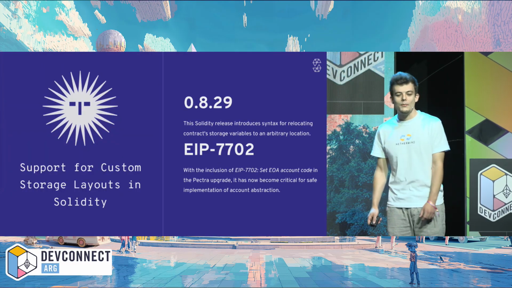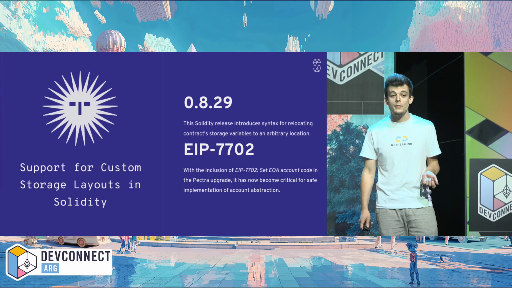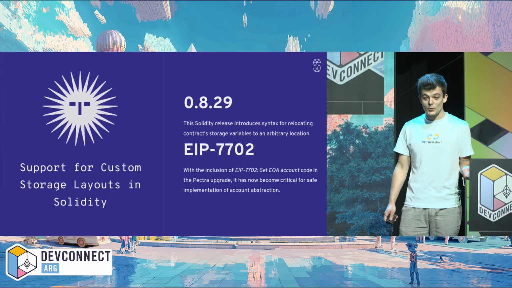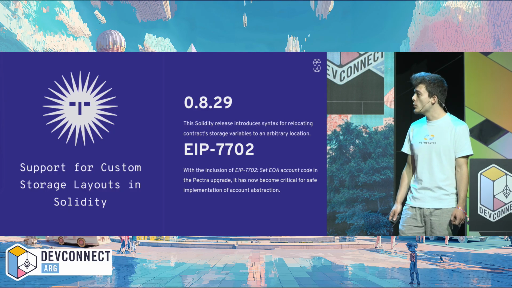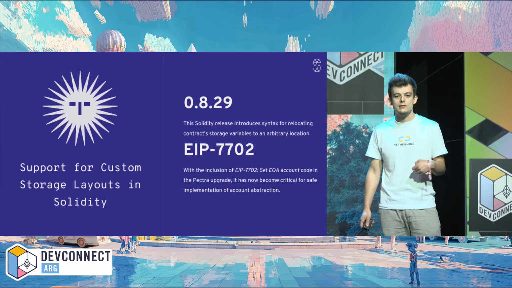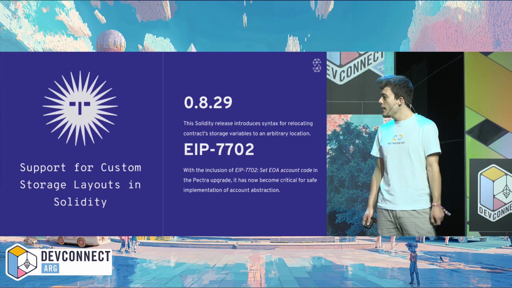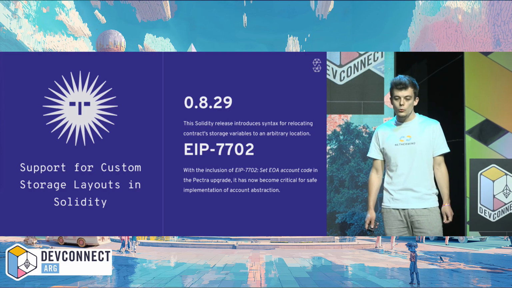So let's now talk about custom storage layouts in Solidity. I'm not sure how many of you are aware, but we actually already support them in Solidity in version 0.8.29. We're basically able to relocate the storage of a contract instead of in slot 0 in any arbitrary slot that we want. And this was mainly done for EIP 7702.